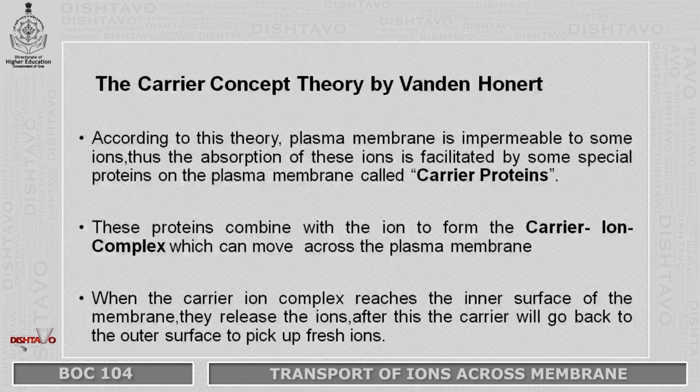Next we go to theories of active transport. One is the carrier concept theory, where the plasma membrane is impermeable to some ions. Thus, the absorption of these ions is facilitated by some special proteins on the plasma membrane called carrier proteins. These proteins combine with the ion to form the carrier ion complex, which can move across the plasma membrane. When the carrier ion complex reaches the inner surface of the membrane, they release the ions. After this, the carrier protein will go back to the outer surface to pick up fresh ions. So this is what the carrier concept theory says.